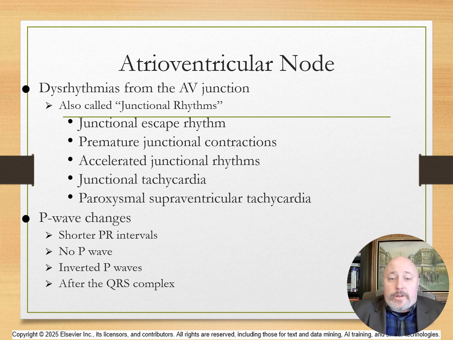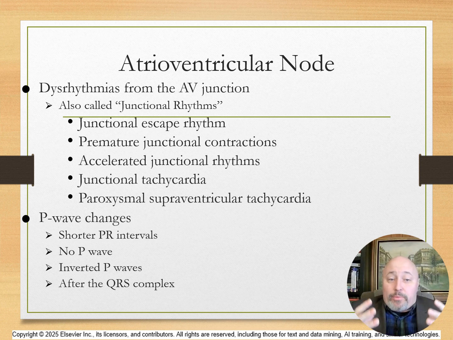When the AV node moves impulses forward, P waves may be absent as the impulses enter the ventricle first. When depolarization occurs backwards, an inverted or upside down P wave is created. Once the atria have been depolarized, the impulse then moves forward down the bundle of His and depolarizes both ventricles normally.